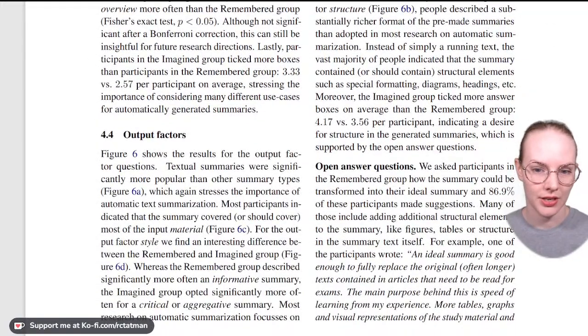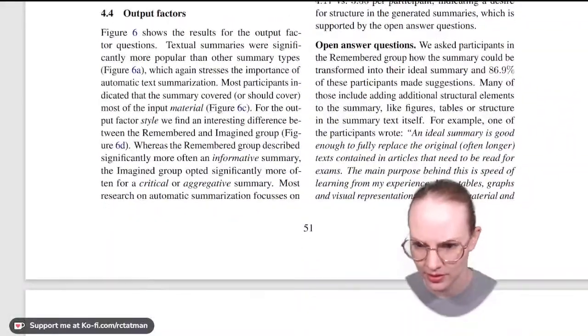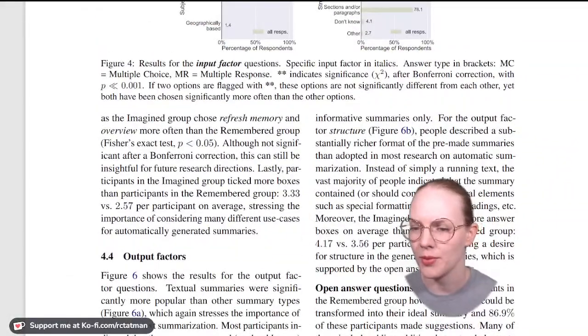The output factors. Figure 6 shows the results for the output factor questions. Textual summaries were significantly more popular than any other summary type, which again stresses the importance of automatic text summarization. Most participants indicated that the summary covered or should cover most of the input material. For the output factor style, we found an interesting difference between the remembered and imagined group, whereas the remembered group described significantly more often an informative summary. The imagined group opted significantly more often for a critical or aggregative summary. Most research on automatic summarization focuses, I think that's right, on informative summaries only.